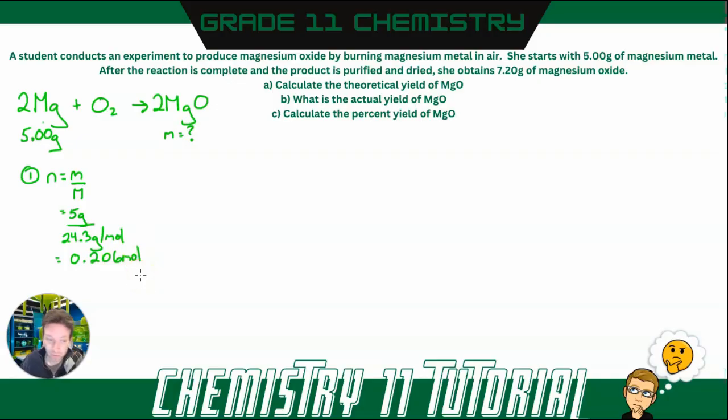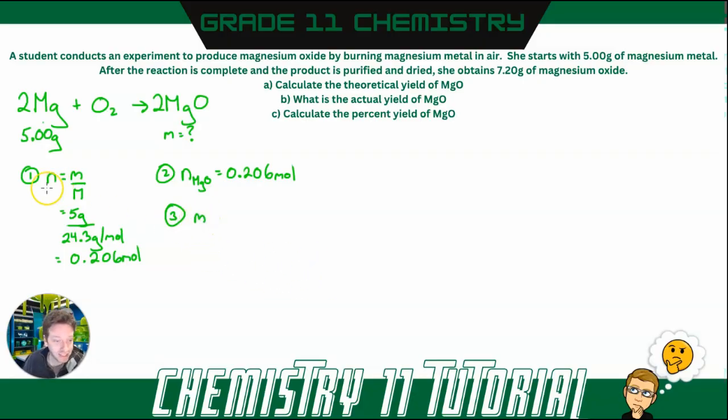Next would be a mole-to-mole ratio. So we want to know how many moles of magnesium oxide we actually get. So step 2 is a mole to mole ratio. This one's an easy one because it's 2 to 2 or just 1 to 1. So our moles would be the exact same. Right? So the moles of MgO are also 0.206 moles.